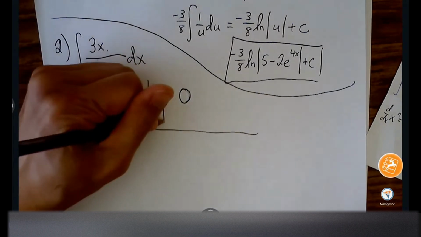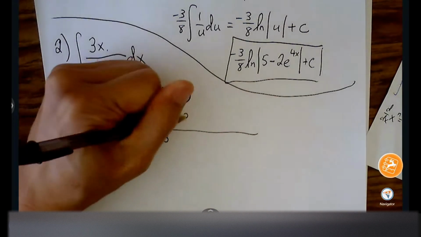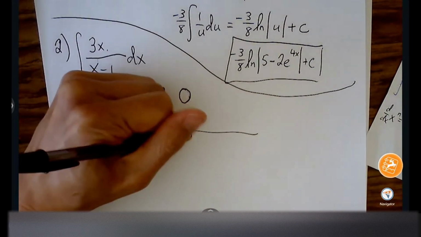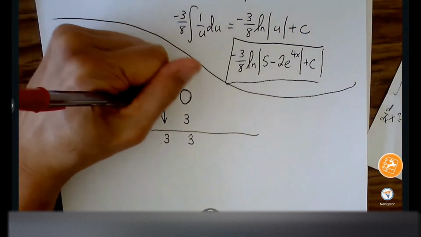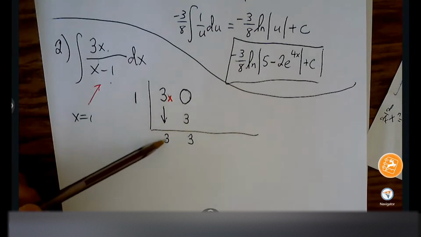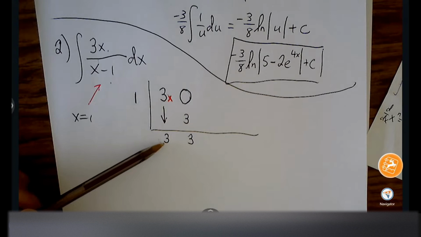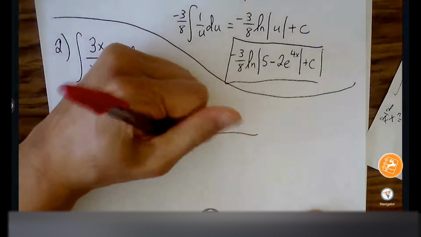All right, so we drop the 3 below the line, multiply, add, and that's where we stop. We started off with x to the first degree, so by the time we go through synthetic, what's going to happen? It's going to drop by 1, right? So this is now going to be a what? Constant. If that's a constant, then this must be a remainder.